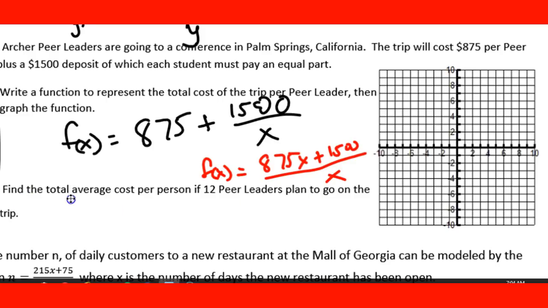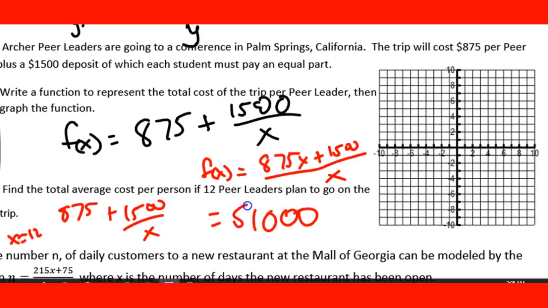So right here where it says find the total average cost per person if 12 peer leaders plan to go on a trip, first of all, you have to identify that X is 12. So now X is 12, so we go 875 plus 1,500 divided by X. When you do that, 1,500 divided by 12 is 125. So 125 plus 875 is going to be 1,000. Each person is going to pay $1,000.